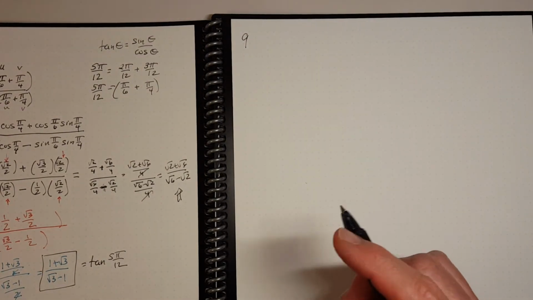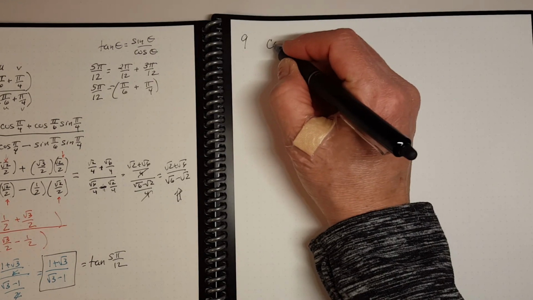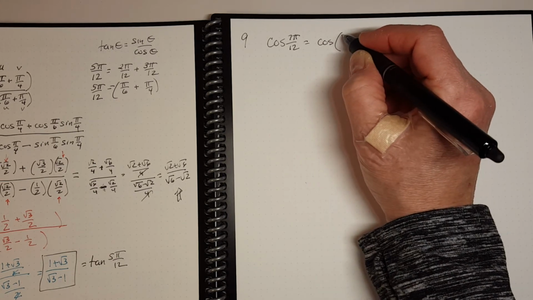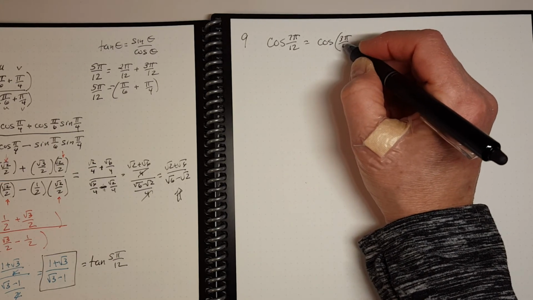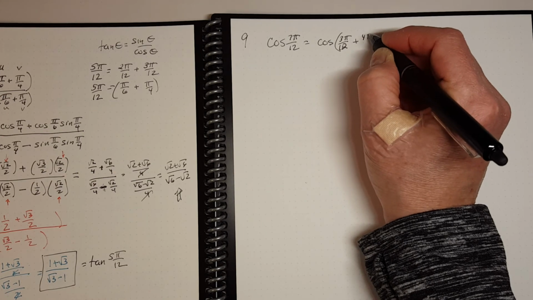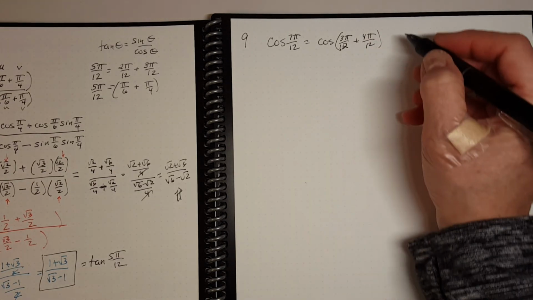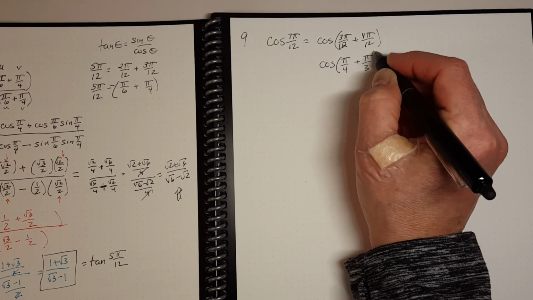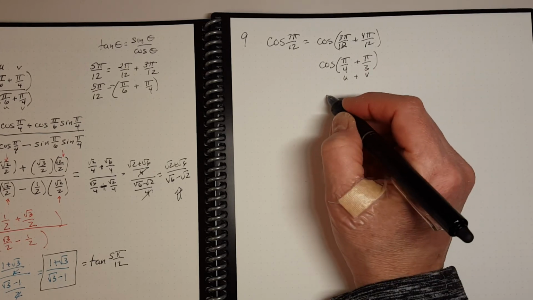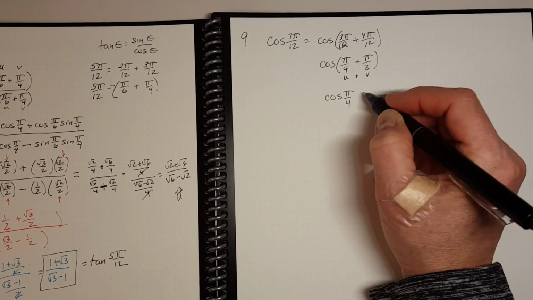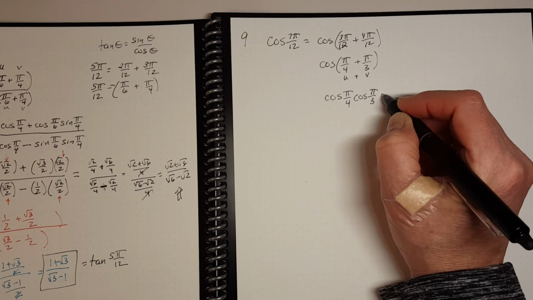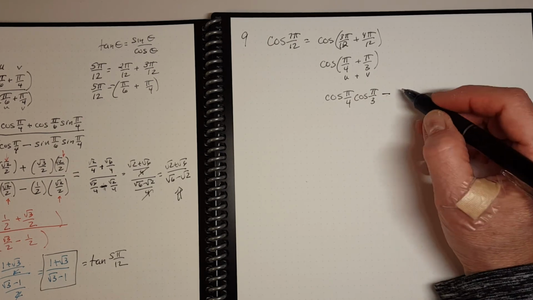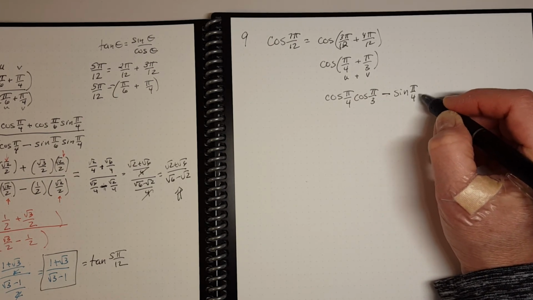All right, so number 9 says, find the cosine of 7 pi over 12. And I'm going to say that's the same as the cosine of 3 pi over 12, because I know that's pi over 4, plus 4 pi over 12, and I know that that's pi over 3, right? So this is the same as cosine of pi over 4 plus pi over 3. So I have a u plus v. So that's going to be cosine of u, cosine of pi over 4, cosine of v, cosine of pi over 3, minus, that's the formula, when I have a cosine of u plus v, there's a minus here, sine of u, sine of v.